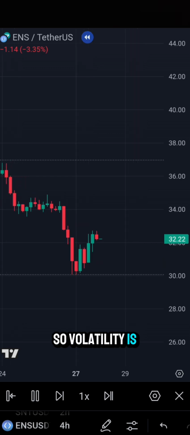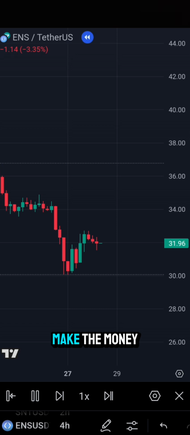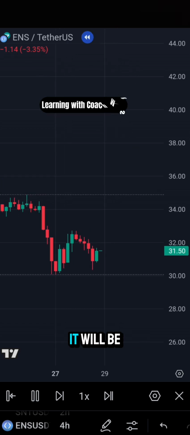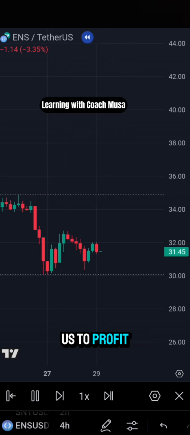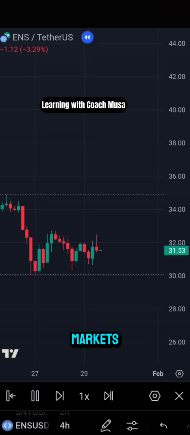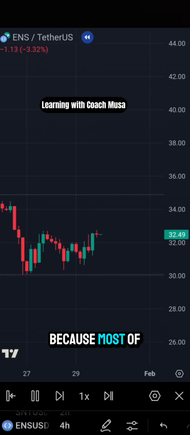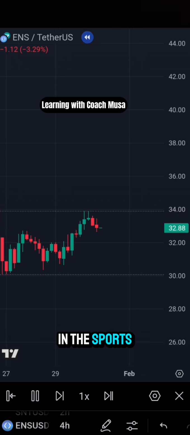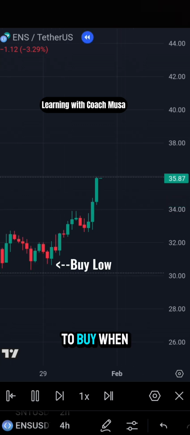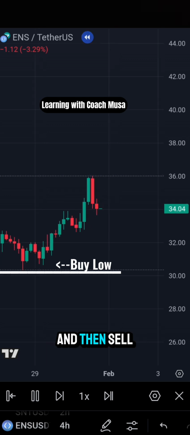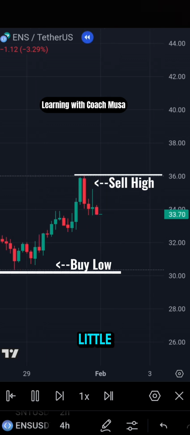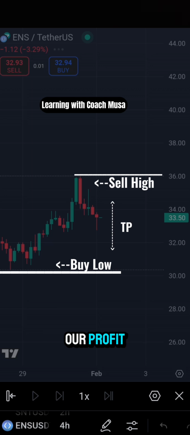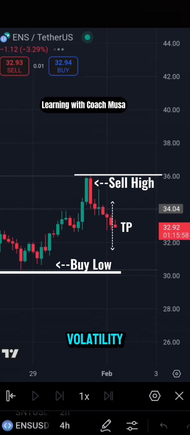So volatility is what makes us make the money. Without that volatility, it would be very difficult for us to profit from the financial markets in any way, because those of us who are involved in crypto trading and more so in the spot market, our aim is to buy when the market price is low and then sell once the market price rises a little, so that the difference can be our profit. So without the volatility, we wouldn't be in a position to make any profit at all. So thanks to the volatility.